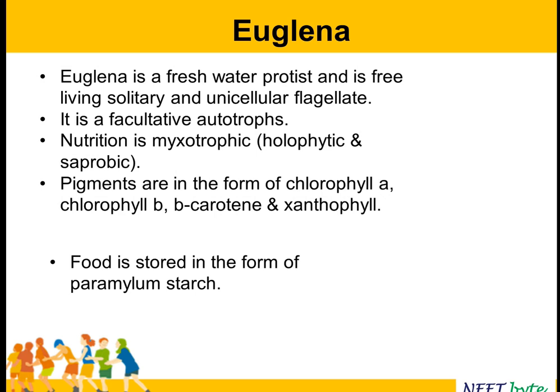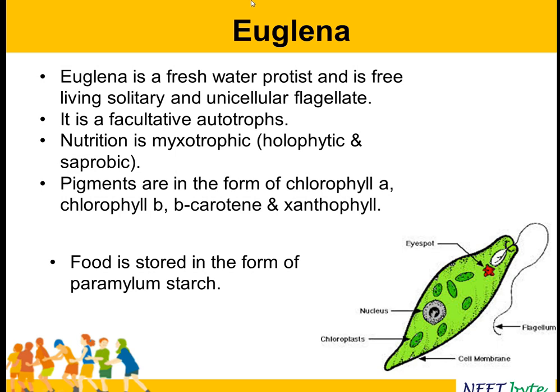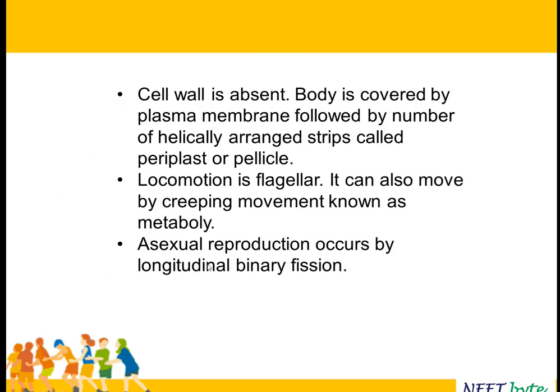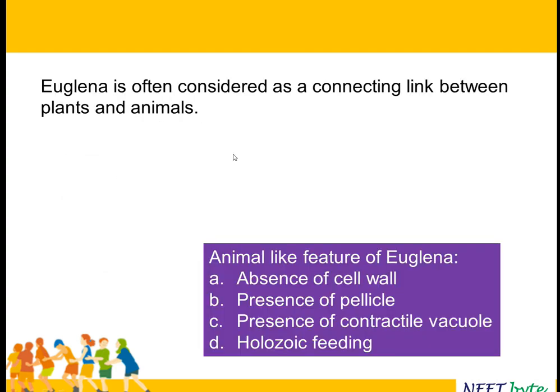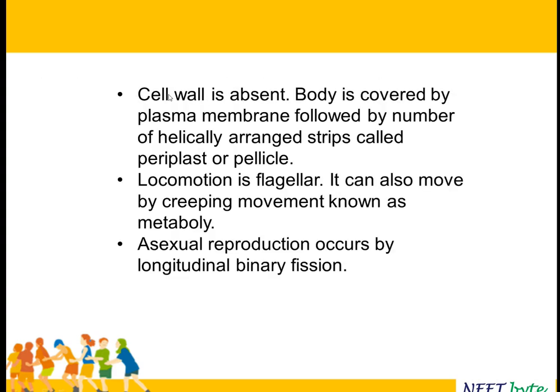Now finally, coming to Euglena. You know, Euglena is a freshwater protist, right? And it is a free-living, unicellular, facultative autotroph. So basically they are heterotrophs, but when light is there, they start behaving as autotrophs. Nutrition is mixotrophic, that is, holophytic and saprobic, so it can feed on dead and decaying substances as well. Okay. So pigments are in the form of chlorophyll A, chlorophyll B, beta carotene and xanthophyll, and food is stored in the form of paramylon starch.